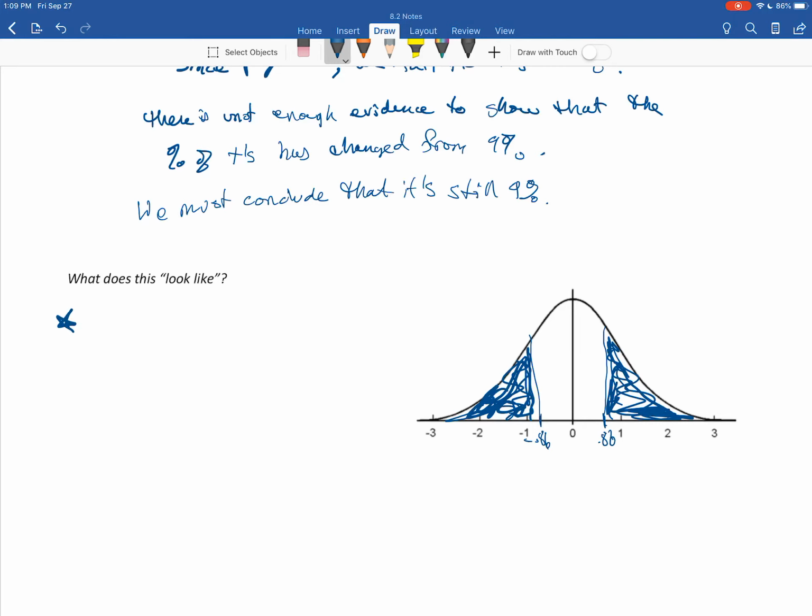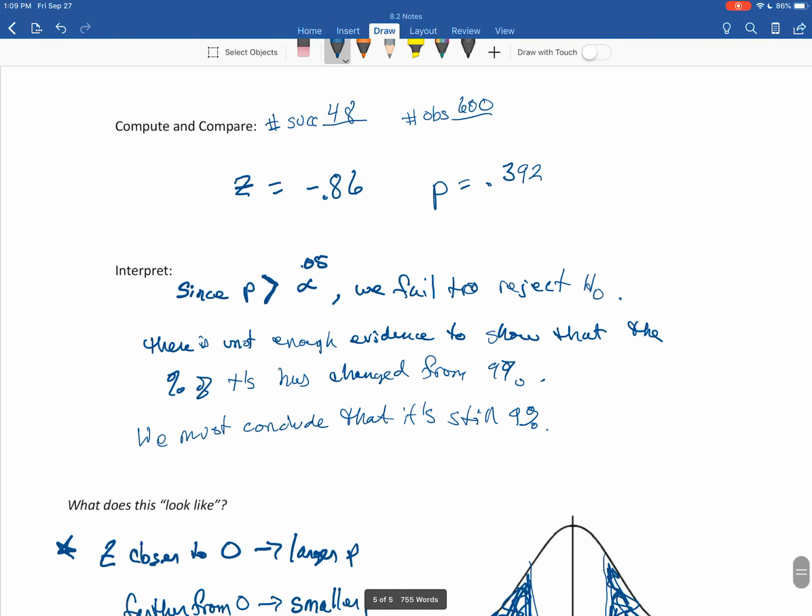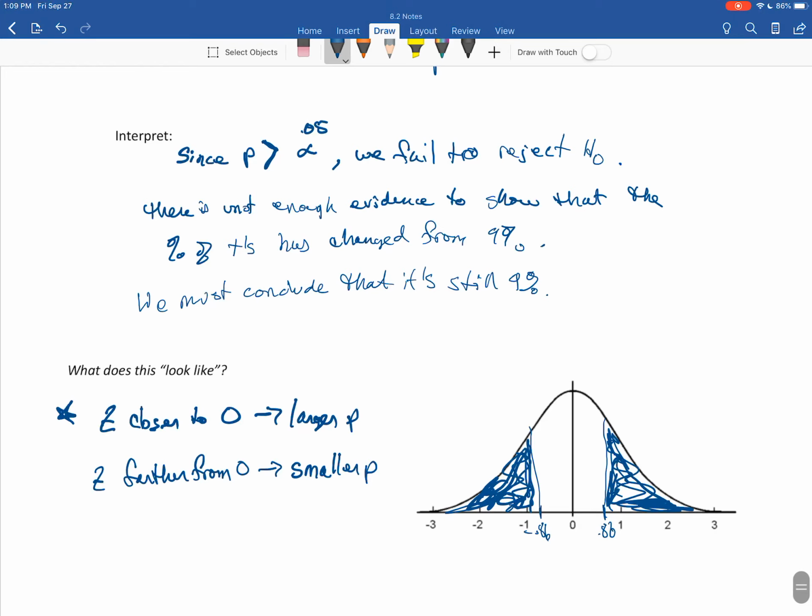Something you always want to remember is that when your z is closer to 0, that's going to give you a larger p-value. When your z's are in toward the middle, then what's left to be shaded beyond them gets bigger. Your z's farther from 0 give us smaller p's. But it's the p-value that we always look at in order to draw our conclusions.